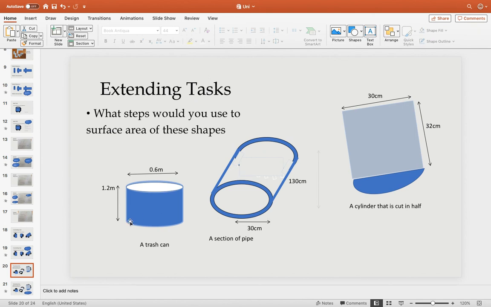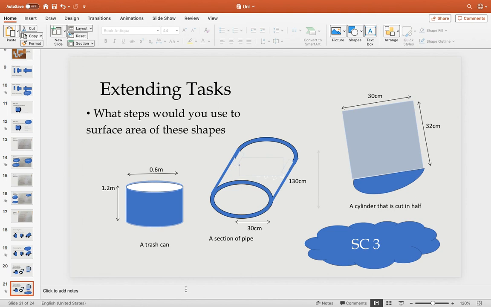So this one, and this is really, we're aiming at success criteria 3 here. We're really looking at, okay, this is only the bottom plus the rectangle. This would only be the rectangle, so it's only the circumference of the circle times the height. This one, you've got to find that rectangle, and so it's really pushing that metacognition.